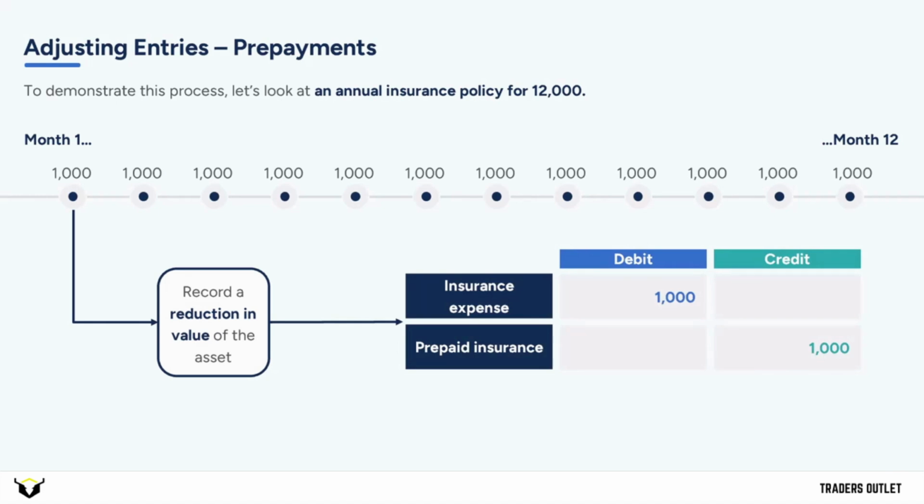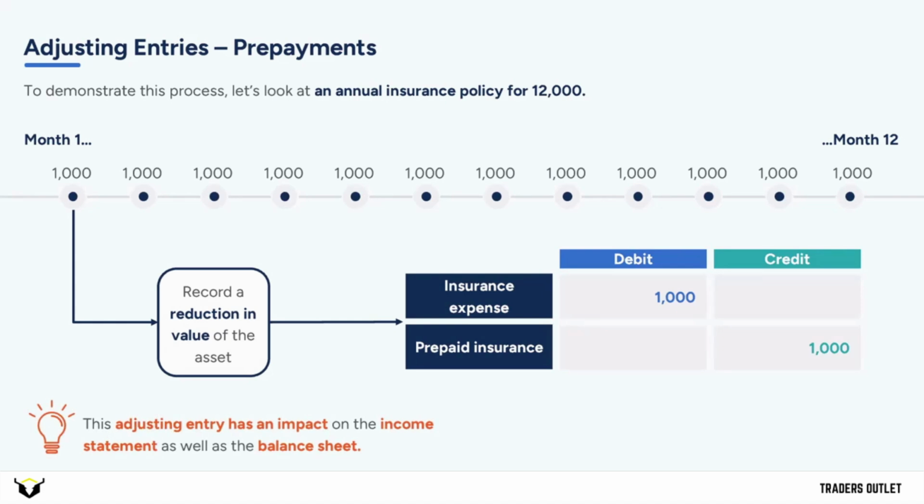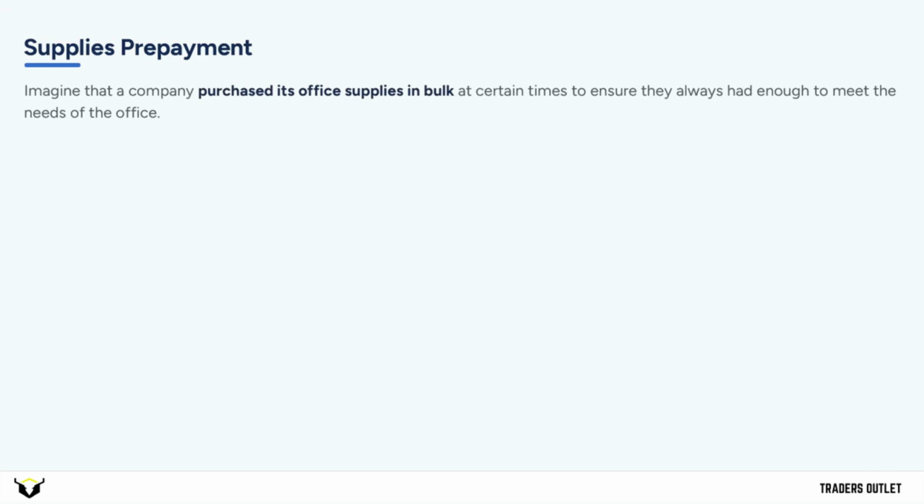It's important to note that this adjusting entry affects both the income statement and the balance sheet. The income statement is going to be impacted because now there is an insurance expense that's increasing, which is going to decrease our profitability. The balance sheet is impacted because the prepaid insurance asset account decreases each month as the insurance policy expires. Let's turn to another example of a prepayment or prepaid expense. Let's suppose this time that a business purchases office supplies in bulk at certain times of the year, simply to ensure that they always have enough to meet the needs of the office.